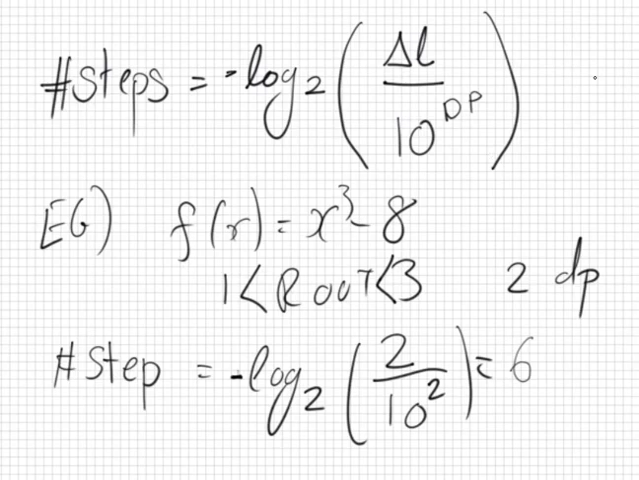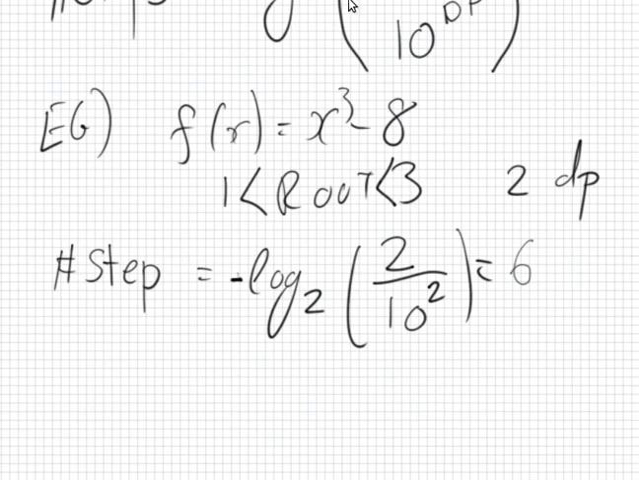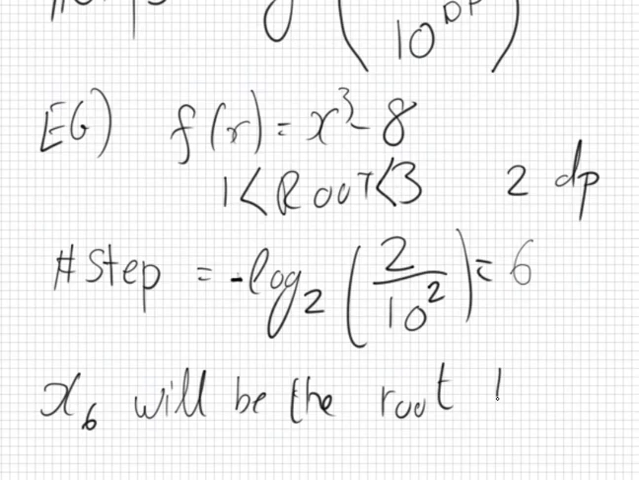So what does that mean? That means by the time you get to x6 in your formula, you will be at the right answer to an accuracy of 2 decimal places. So x6 will be the root to 2 decimal places. How do you know it's x6? Because I got 6 steps as my answer. I'll have to use my formula 6 times. Delta L is 3 minus 1, right? Yeah, it's the length of the interval of where the answer could lie.